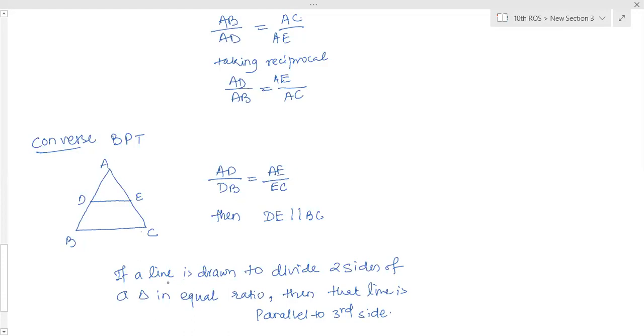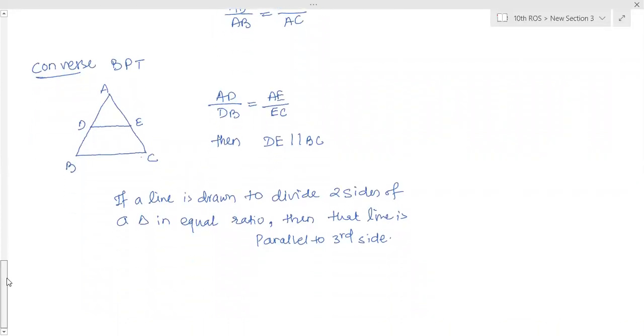Is this clear? Yes, ma'am. Statement is clear because this statement you have to use it further. I'm not getting any response from your side. Yes, ma'am.